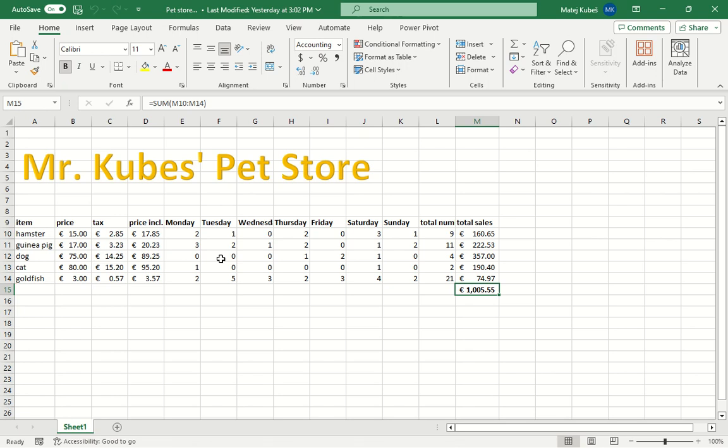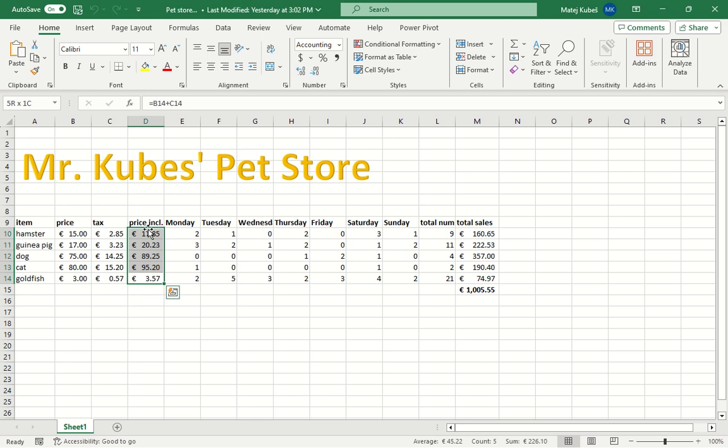So now I'm going to show how to do the daily sales. That is how much money you should have at the end of each day in your cash register. For that, I would need the specific day's quantities sold. Like for Monday, for instance, I have sold 2 hamsters, 3 guinea pigs, 0 dogs, 1 cat, and 2 goldfish. And the prices for those.